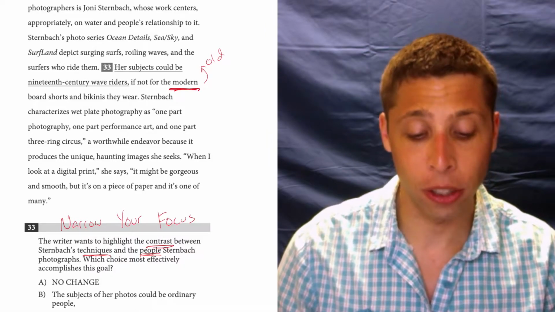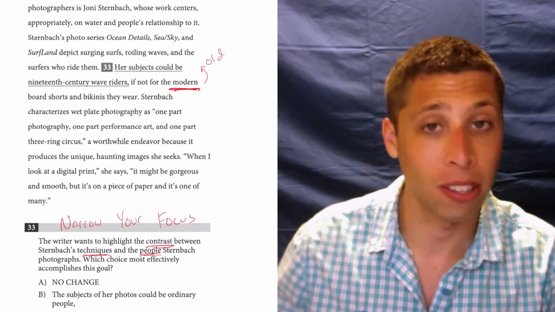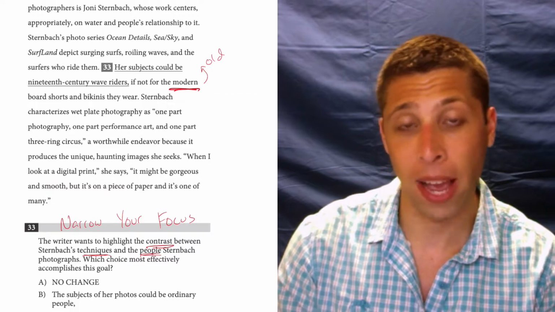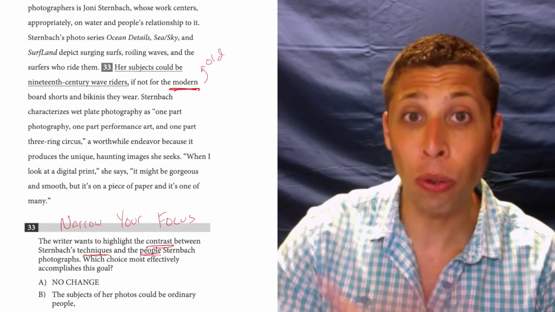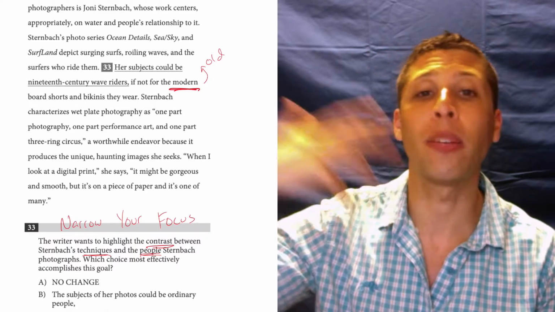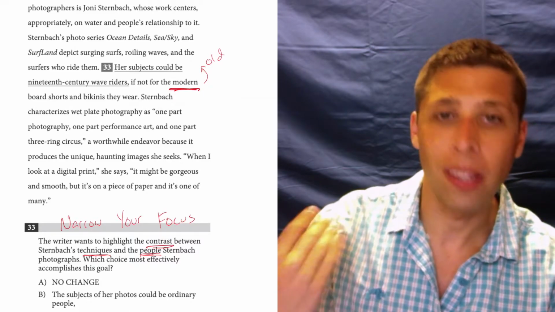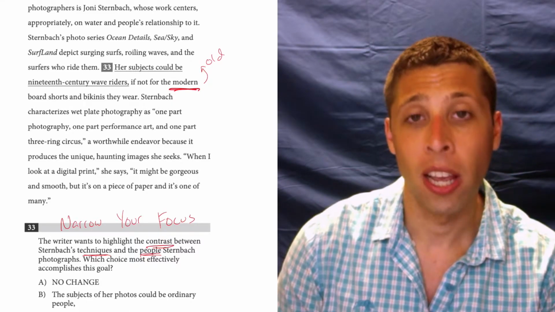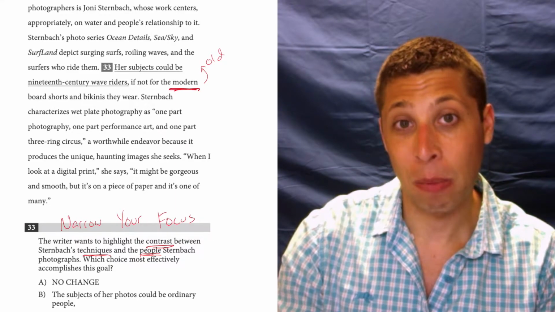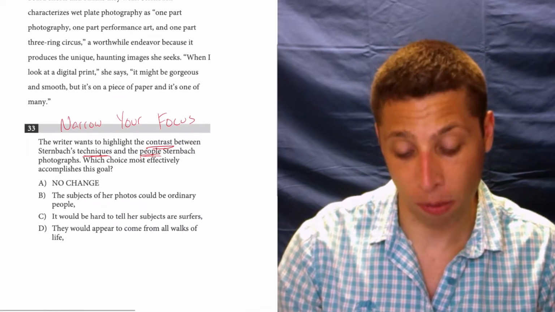And what's written there, her subjects could be 19th century wave riders. Well, 19th century is a long time ago. And we also have some help from having done all the other questions in this passage. It's all about how old this technique is. It's from the 1850s. So it's all about using this old technique and what that means and why it's so tedious and all the benefits of it too. So they're hitting us again and again throughout the passage with the idea that this is old. And so now when we talk about these surfers as being modern, we're hitting that contrast, and that's what they want from us. So A is going to be the answer.